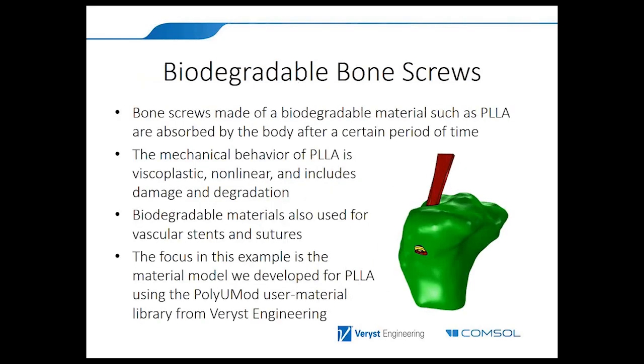So the next example is a bone screw, and it's made of a biodegradable material. So this is the bone screw here. The material is PLLA in this case. It's a viscoplastic material, non-linear, and has damage and degradation.